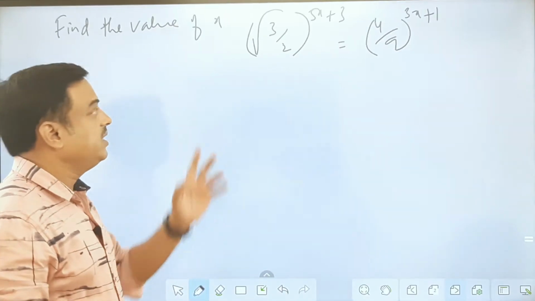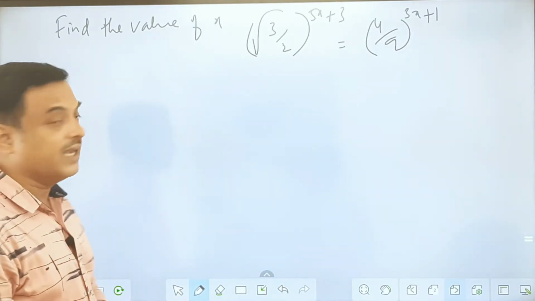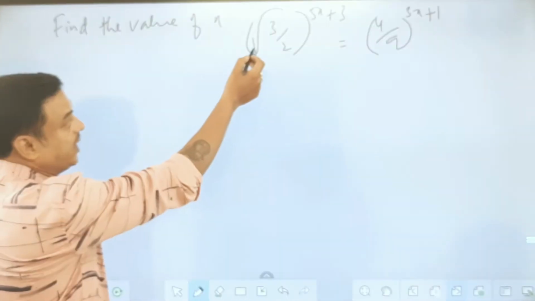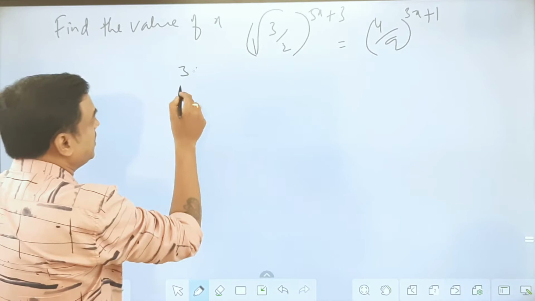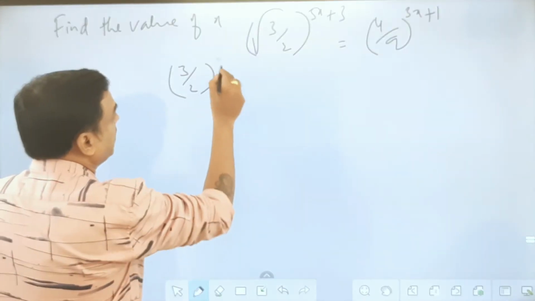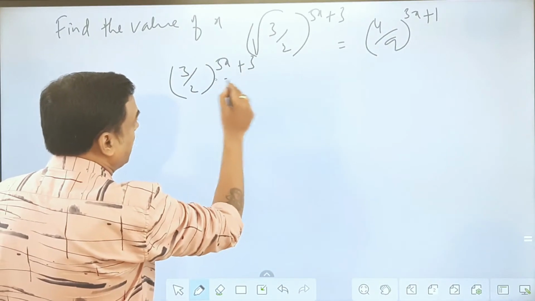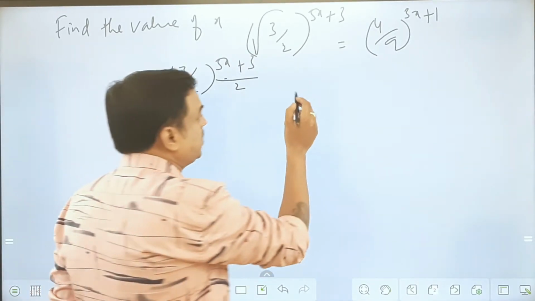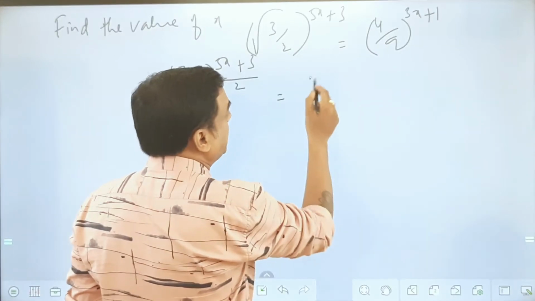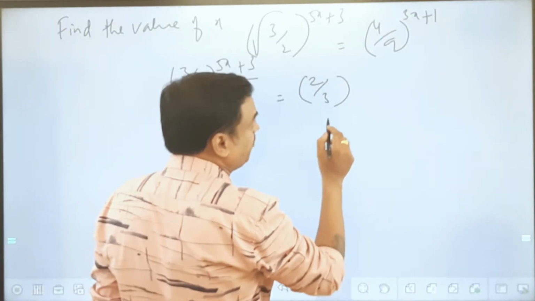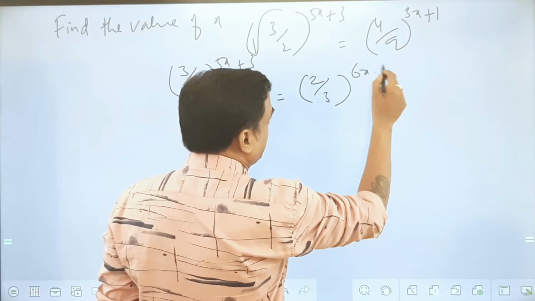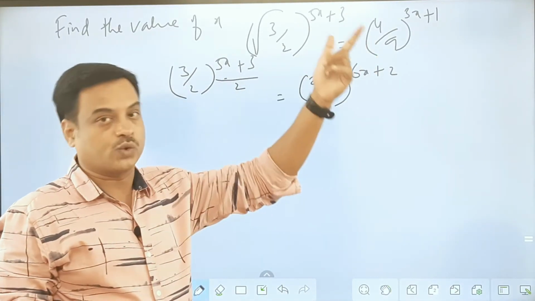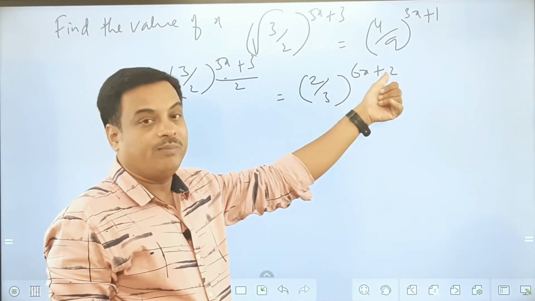Next one, all of you see this question. Solve for x again. Try to understand the patterns here. There is a square root here. Can I write that as 3 by 2 whole to the power of 5x plus 3 by 2, because of the square root, is equal to, 4 by 9 can be written as 2 by 3 whole to the power of, this gets doubled, that is 6x plus 2. Please understand 4 by 9 is 2 by 3 whole square, so power on power, I can multiply that here.